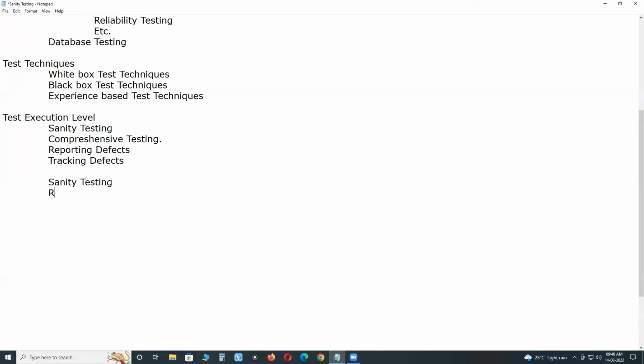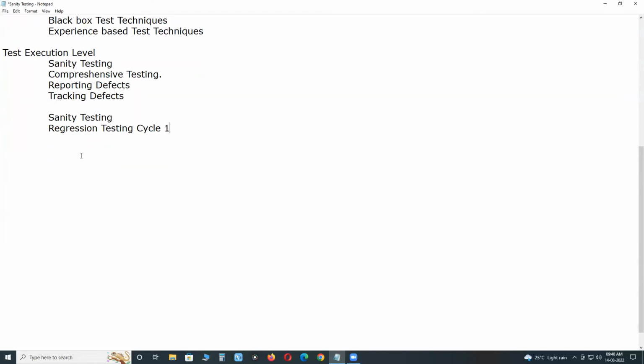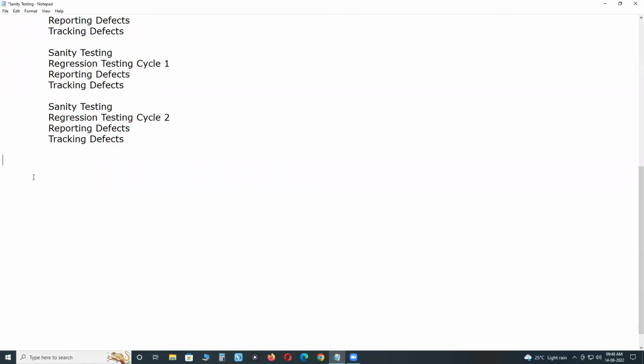Next, regression testing. Cycle one. Suppose we planned 120 regression test cases, cycle one. Next, continuous practice. During regression testing, if you find any defects, report and track. Next, after fixing defects by developers and receiving the modified build, again sanity testing. Next, regression cycle two, reporting defects and tracking defects. Next, after receiving the modified build, again sanity testing and regression testing, cycle three, like that. These regression test cycles depend on the complexity of your application and the strength of the development team.